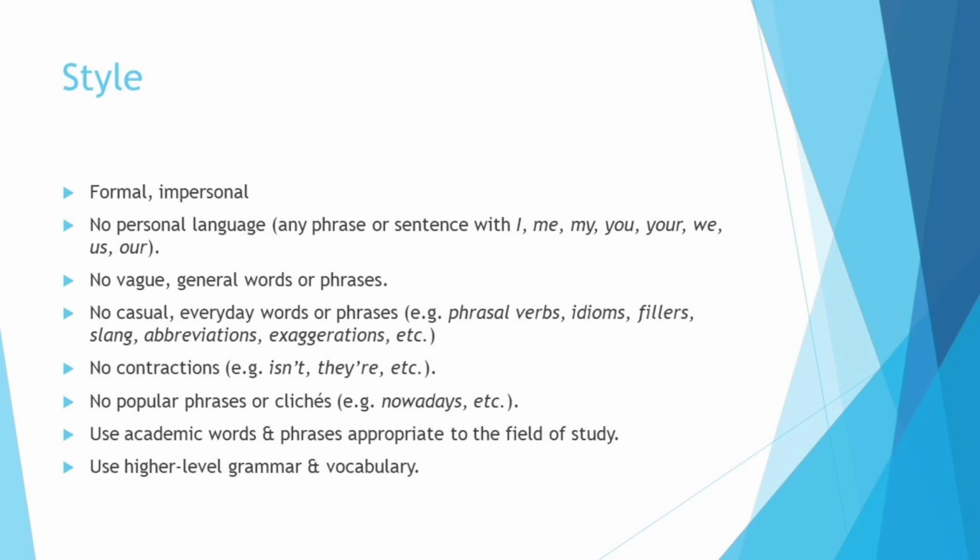So if you have phrases or sentences like, in my opinion, I believe, I think, as you can see, as we can see in our society, this is the use of personal language. And in academic writing, we never use them. Either you have to simply omit and avoid using personal language in the phrase, or you have to express it in a way that you don't use personal language.